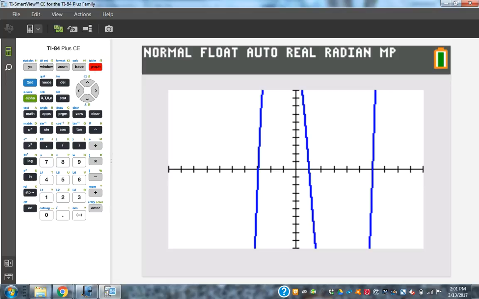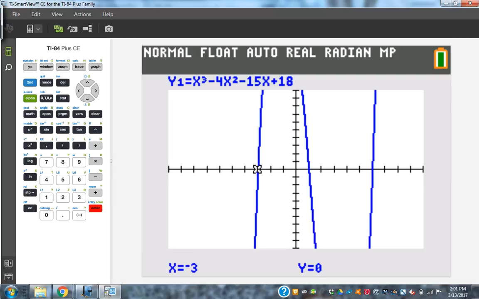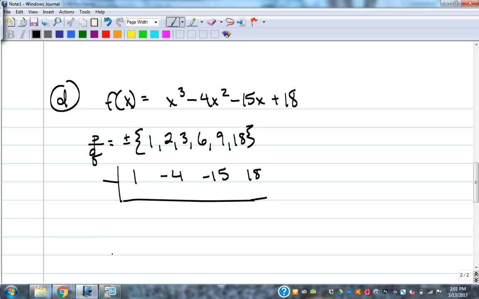So we got -3, +1, and 6, maybe. Pick one to try. I'm going to use -3. So I'm going to hit trace, -3, and enter. And I see that it gets me y is 0, so that means I can use that in synthetic division. So I'm going to use -3 in synthetic division. 1, -7, 21, 6, -18, and there's 0. So that gets me down to a quadratic.